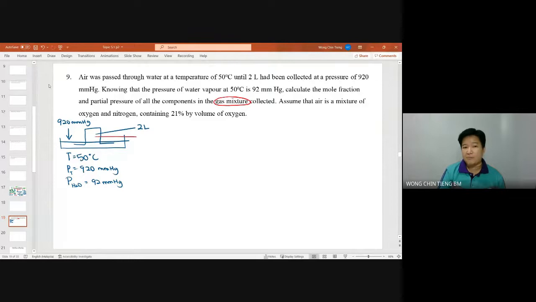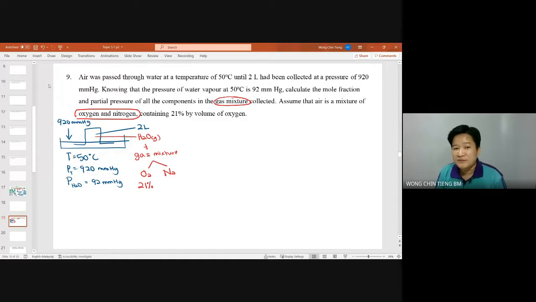which means I will have my water vapor, I will have my gas mixture. And in the question stated very clearly, your gas mixture is your oxygen gas and nitrogen gas. Again, soalan tak bagi formula. Dia tulis oksigen dengan nitrogen, tapi kamu patut tahu dia adalah O2 dengan N2. Dan yang paling senang, given to you, 21% of oxygen. Yang ni congak pun boleh dapat. 21% oxygen. So nitrogen berapa persen sayang?